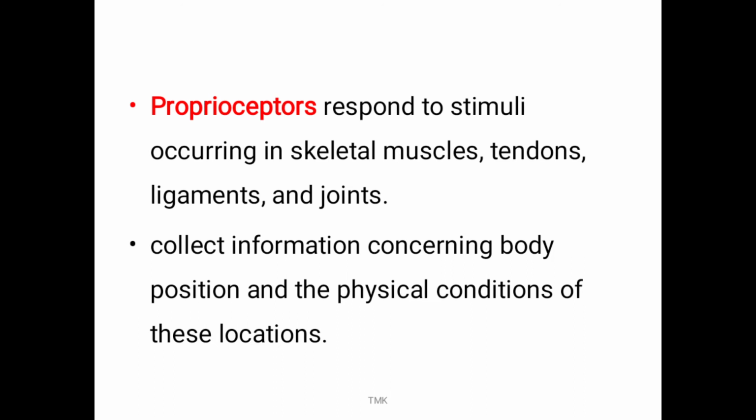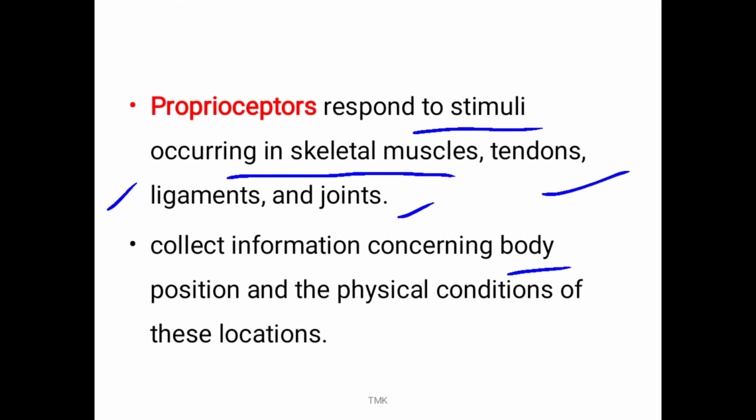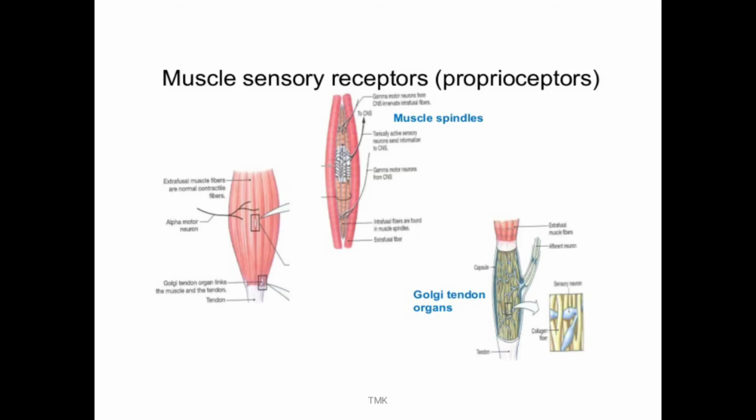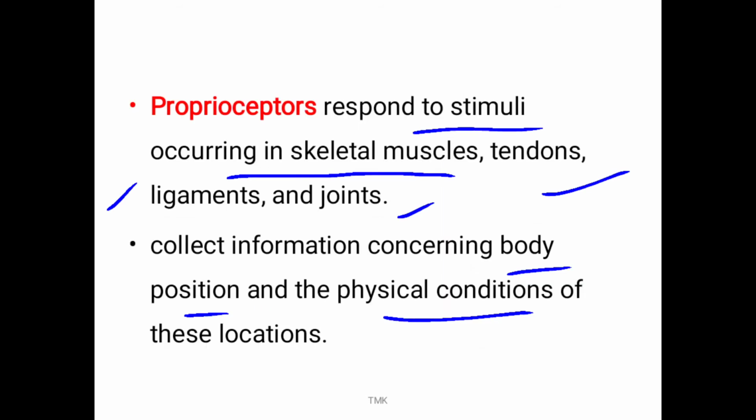The third one is proprioceptors. Proprioceptors respond to stimuli occurring in skeletal muscles, tendons, ligaments, and joints. They collect information concerning body position and the physical conditions of these locations. This is the picture of proprioceptors, otherwise known as muscle sensory receptors, which are found in muscle, joints, ligaments and tendons, etc.